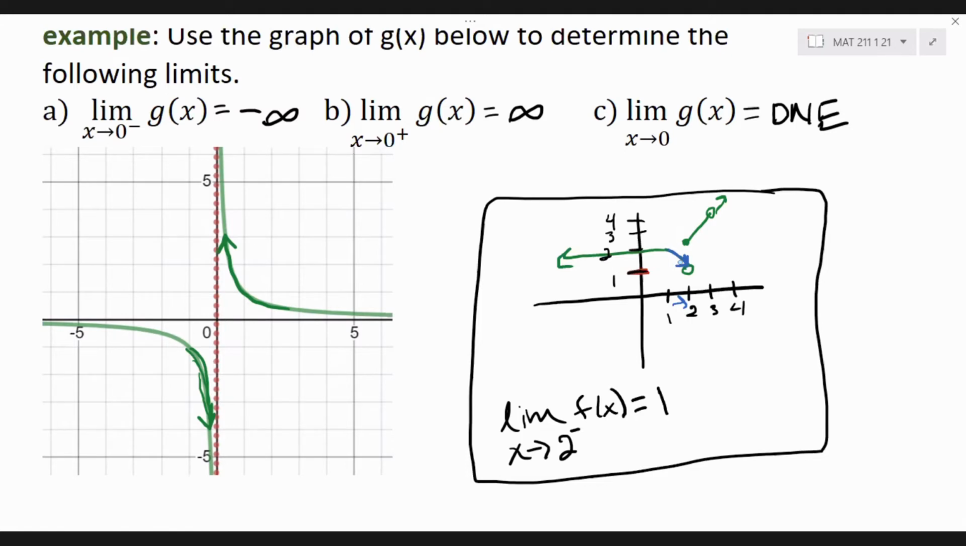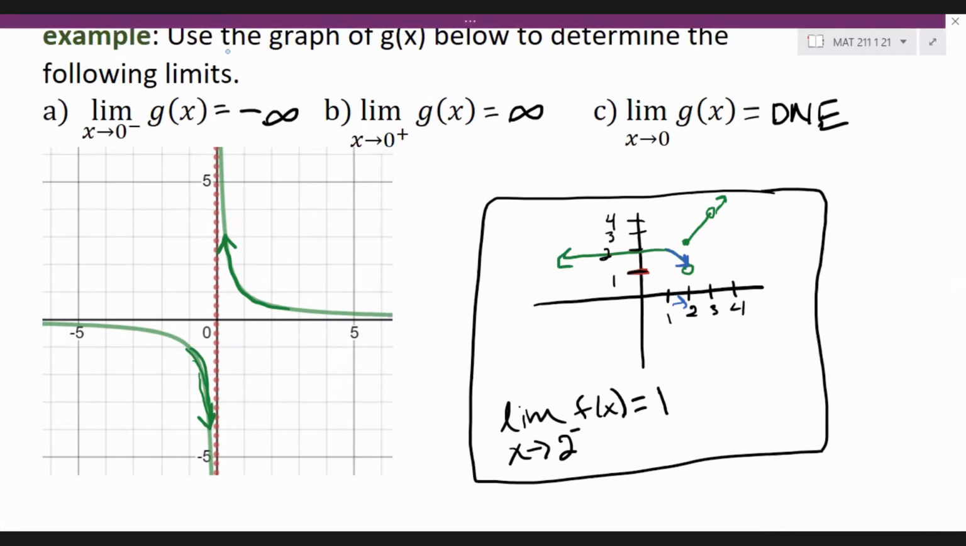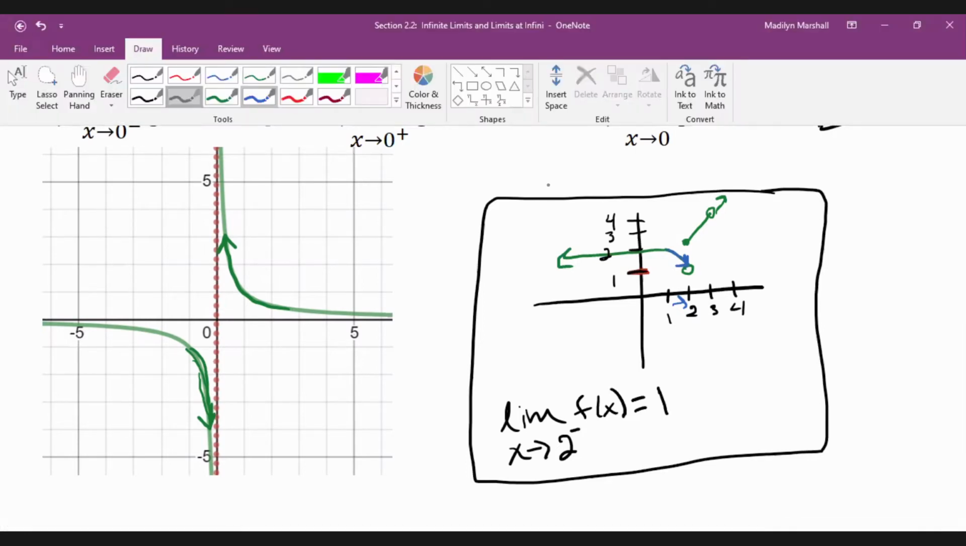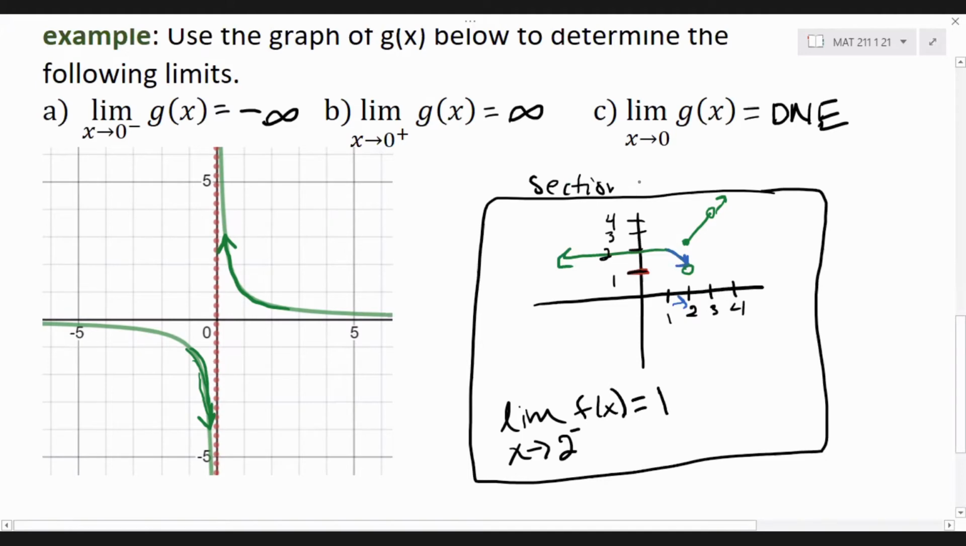So on Tuesday, this is from section 2.1, we were looking at things where we were going toward a certain point, but now we're looking at things where we're going off to some sort of infinity, which are asymptotes.